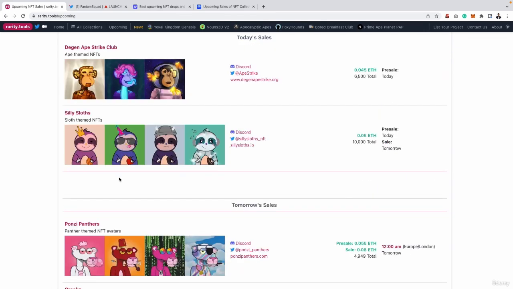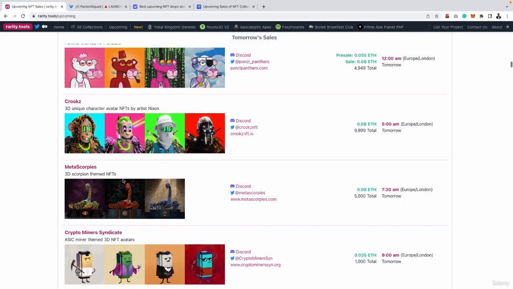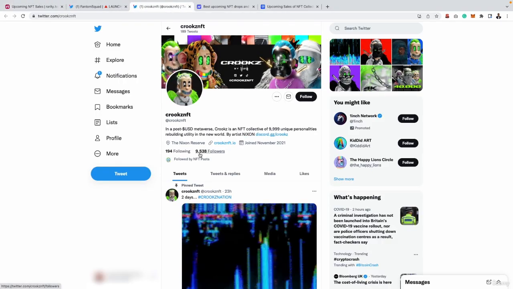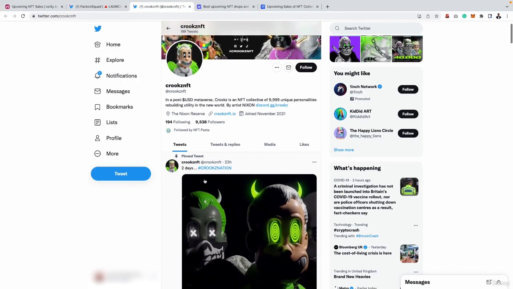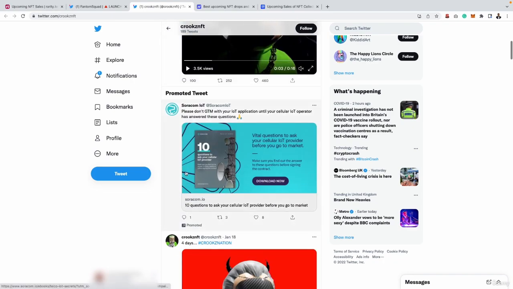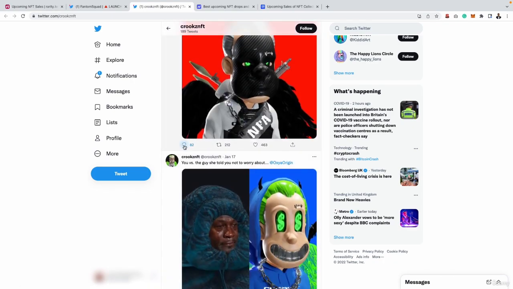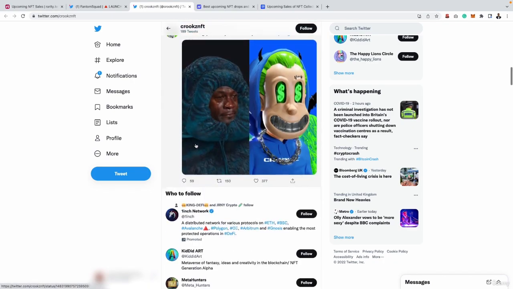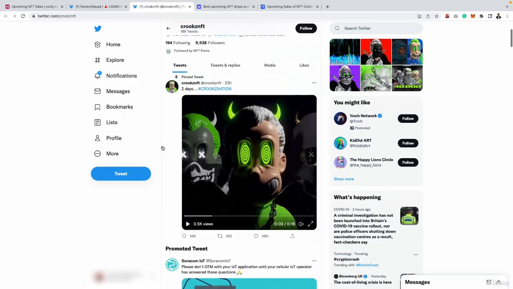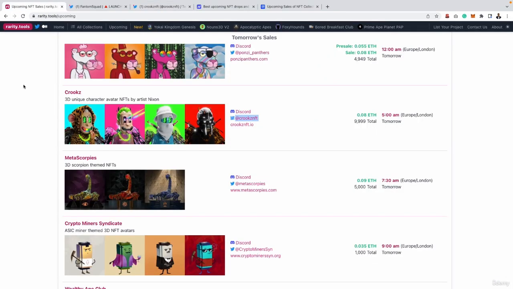Just having a look down here to see if there's anything really cool. This is actually quite cool. Crooks. We get a launch time as well, so you can see this is launching at 5 AM in the UK. We also get a mint price as well, which is 0.08 Ethereum. Pretty decent price. We can check out the Twitter and see what's going on. They've got almost 10,000 followers. Great. This is really good signs. I'll just pause that and then scroll down. We can see they are getting quite a lot of engagement on the post as well. So again, these are all really, really good signs. So Rarity Tools is a solid option.